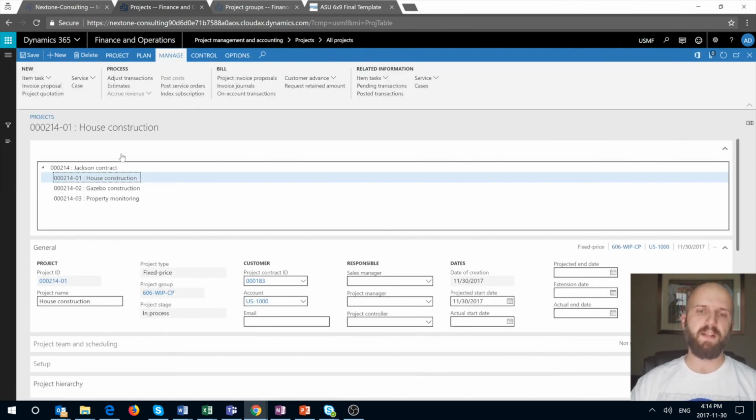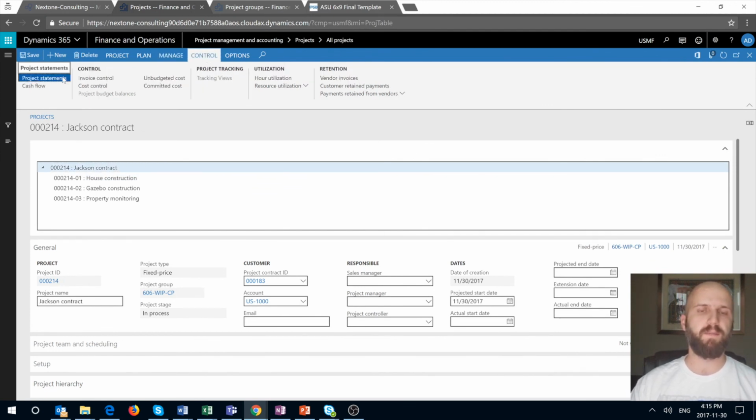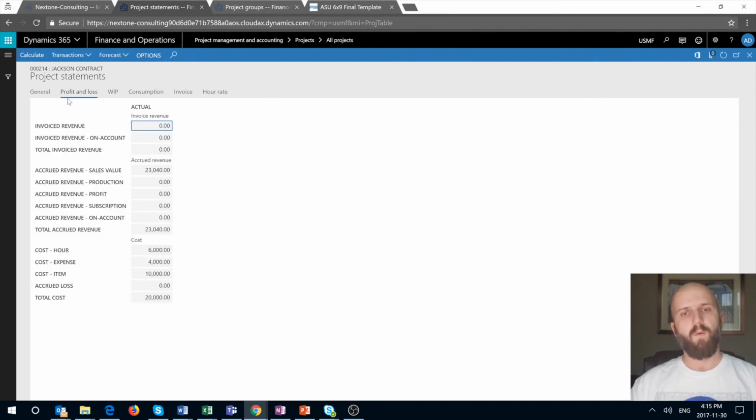Where can we see that? We're going to navigate to our main project and we're going to run our profit and loss statement again. I'm going to make sure that I include my sub projects, and I'm going to click on calculate. When I go to my profit and loss section, I see that I have accrued revenue of $23,040. That is based on the 20% of my transaction price of a house, which we saw before.